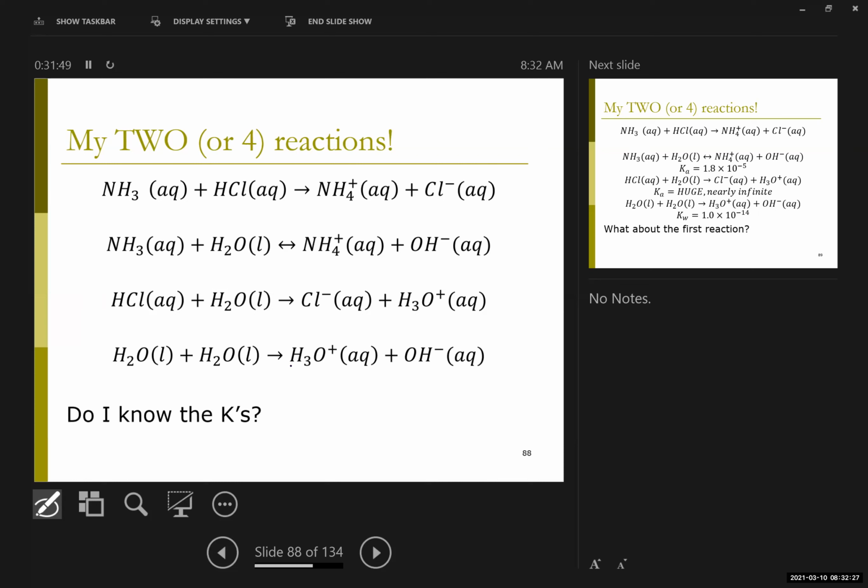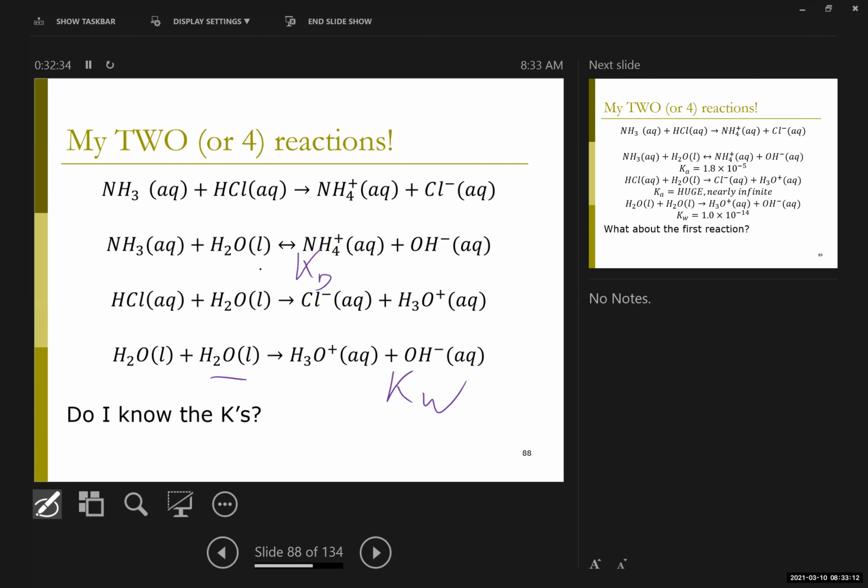Some of these I've seen before. Which reaction looks familiar? Kw, for one. Here's good old water with water. So here's good old Kw. I know that one. Also familiar looking: ammonia and water, what do we call that? It's the Kb of ammonia. We just had it in our buffer.